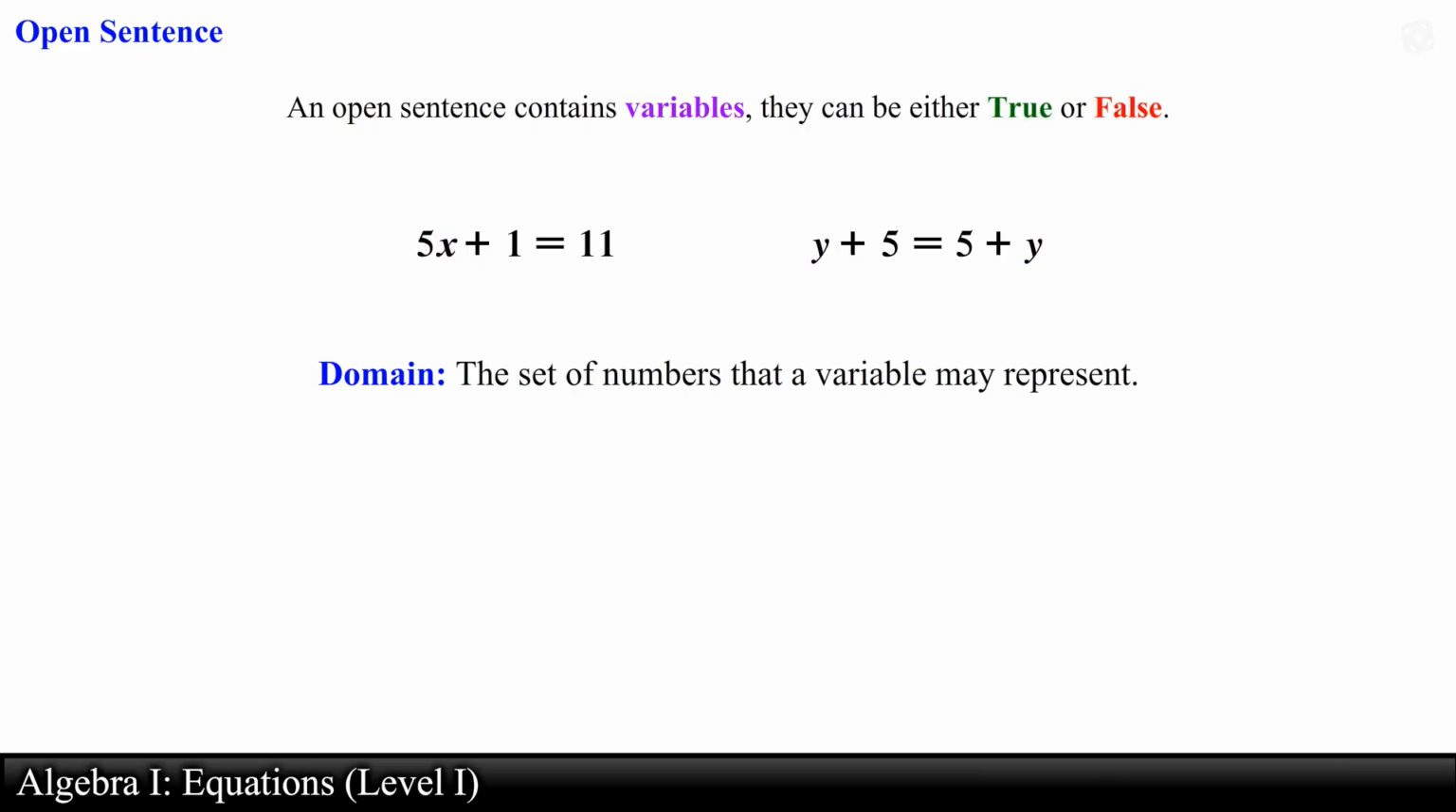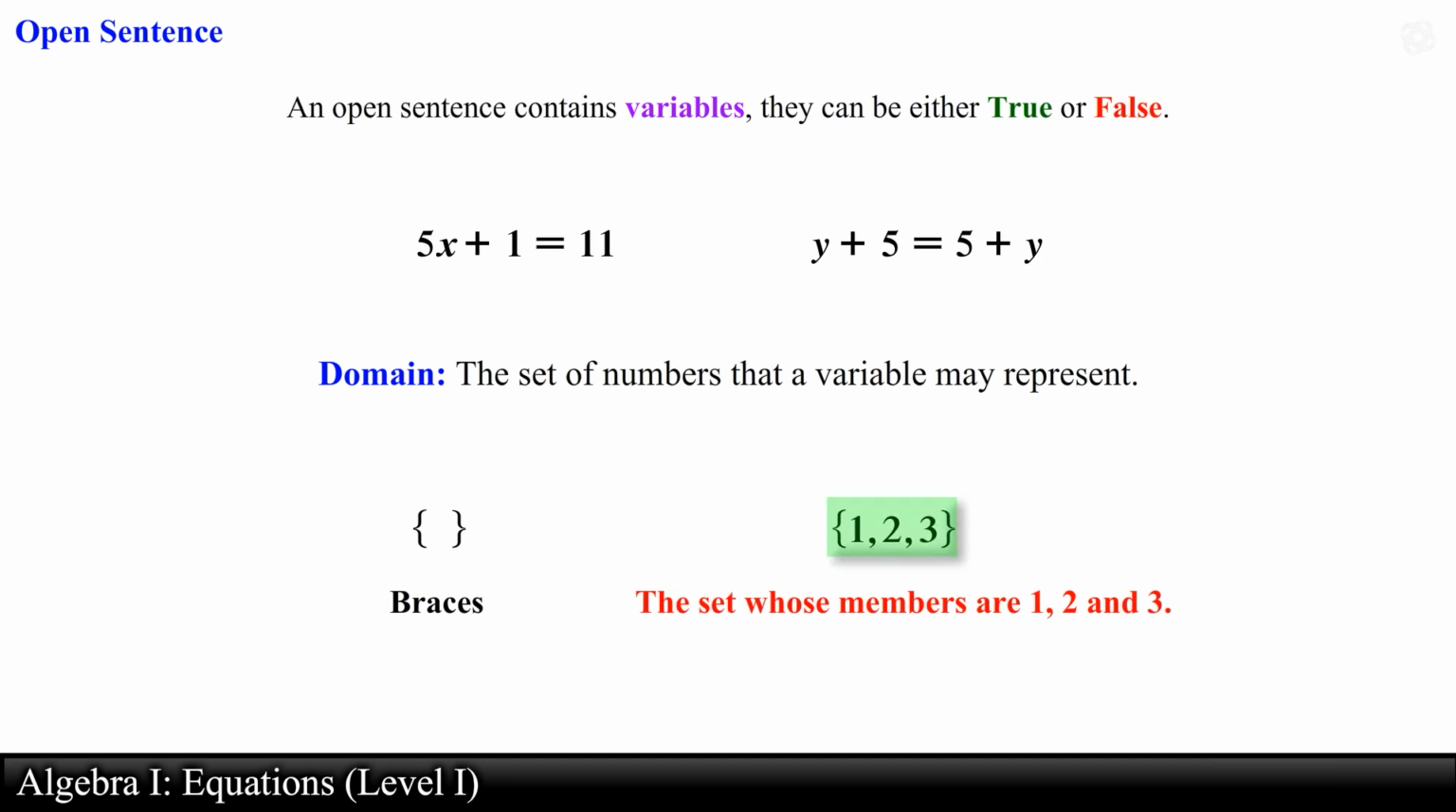In algebra, the way we denote a set of numbers is by enclosing them using braces. For example, a short way to write the set whose members are 1, 2, and 3 is as follows. Moreover, this set also corresponds to the domain of a specific variable. In this example, the domain consists of the numbers 1, 2, and 3.